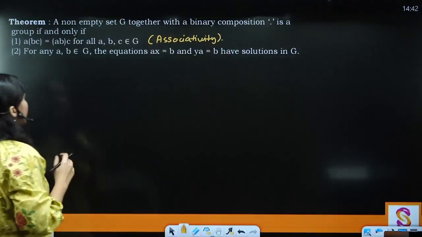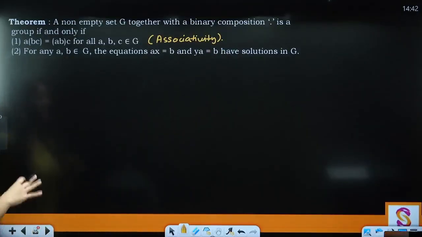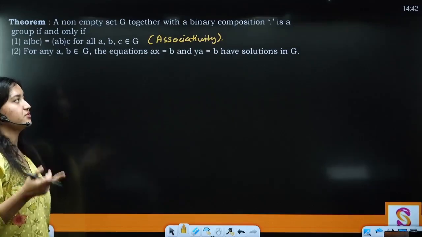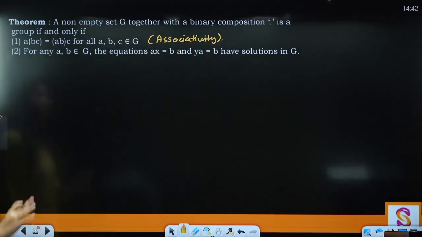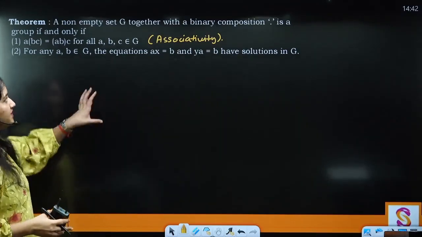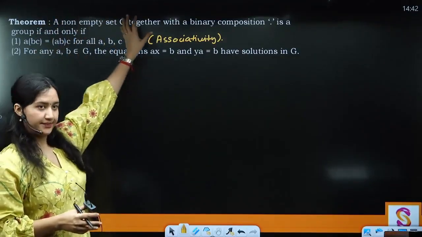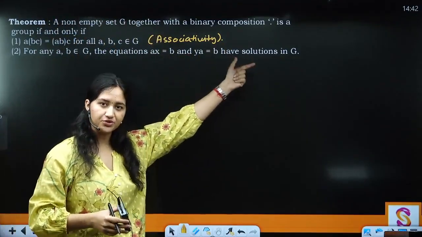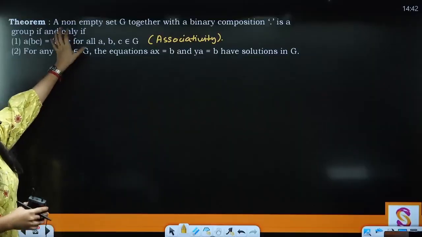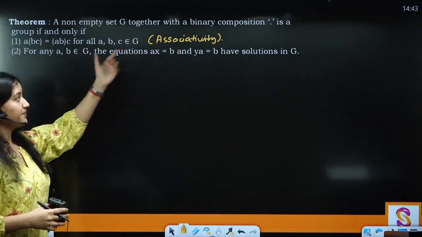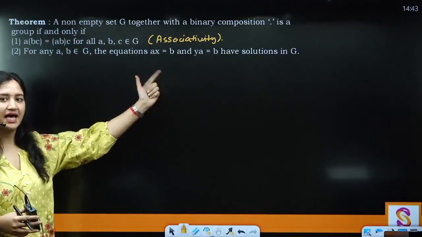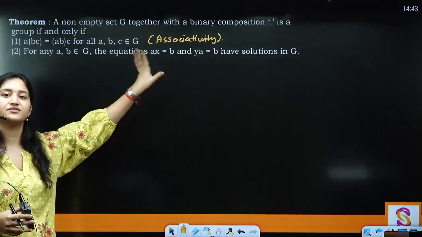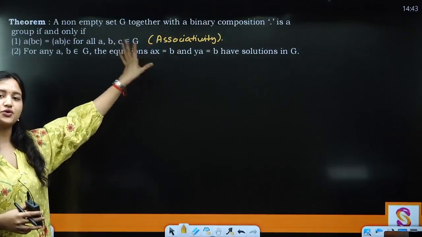And then you have, for any A, B belongs to G, the equations AX equals B and YA equals B have solutions in G. Now what is the theorem saying? The theorem is saying that if there is a non-empty set with a binary operation, and associativity holds, and if these two equations have unique solutions or just have solutions, then it is going to form a group.